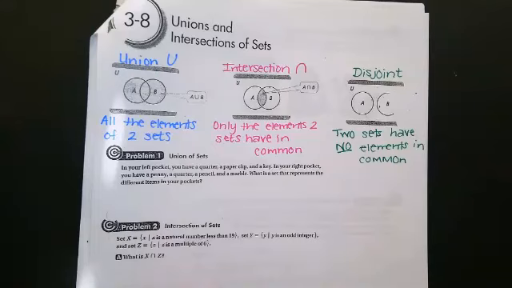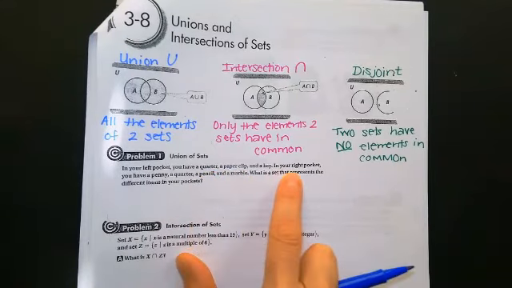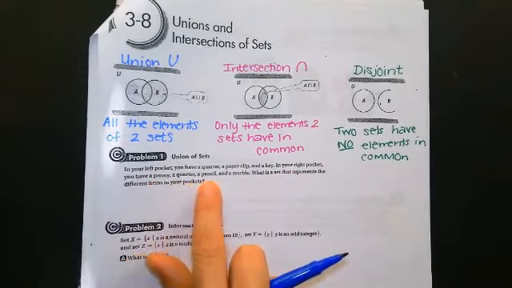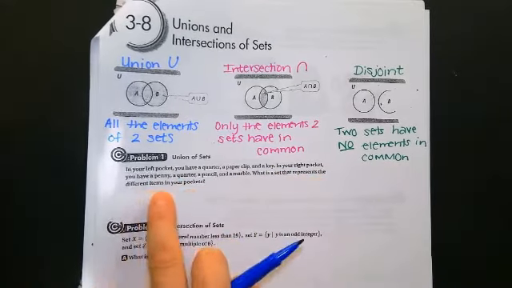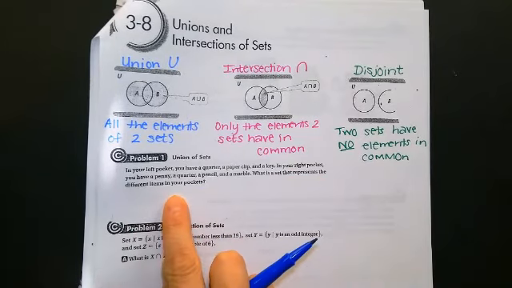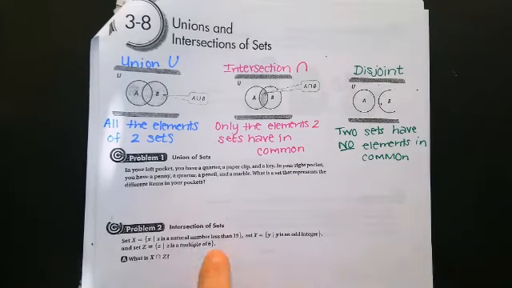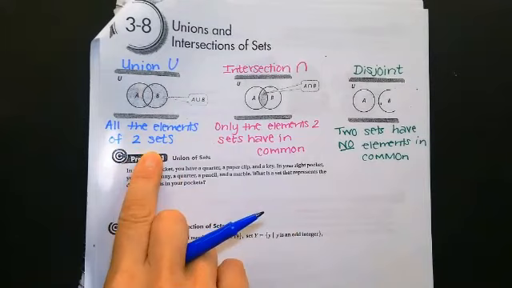It says, in your left pocket, you have a quarter, a paperclip, and a key. In your right pocket, you have a penny, a quarter, a pencil, and a marble. What is the set that represents the different items in your pockets? That means everything in either pocket, and so that would be a union. That's all the elements in both sets.